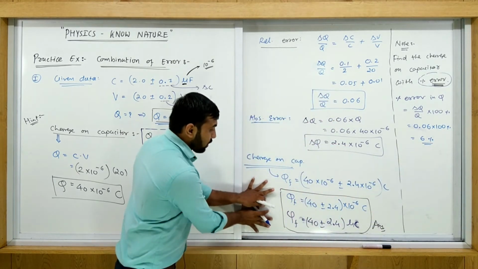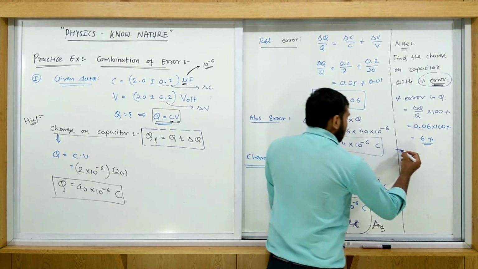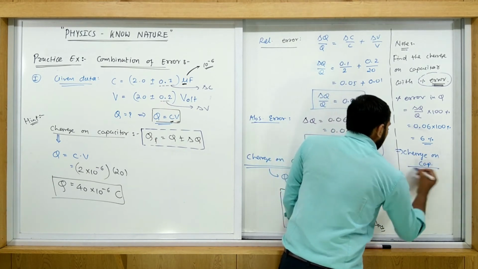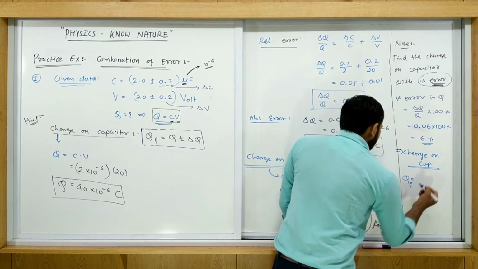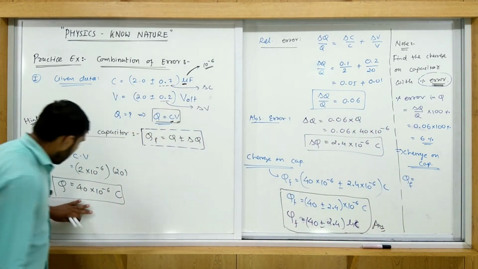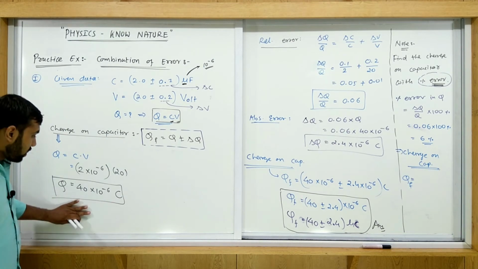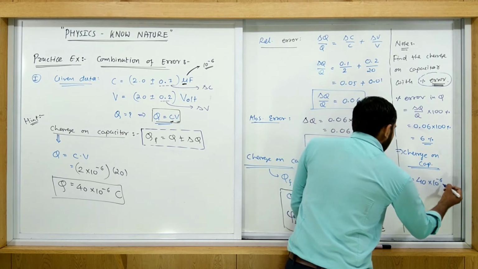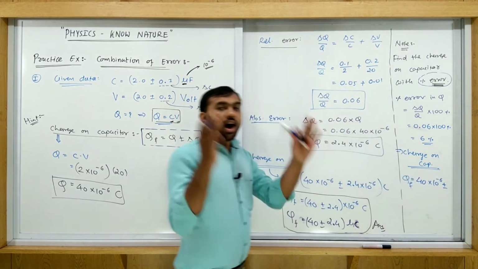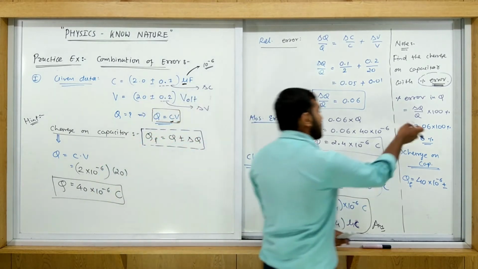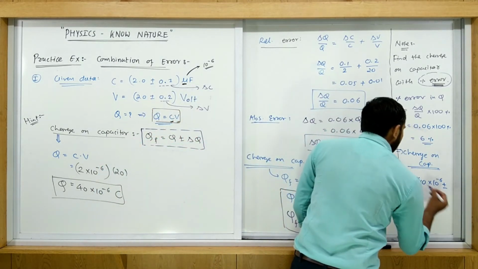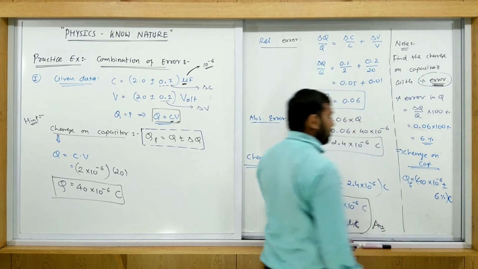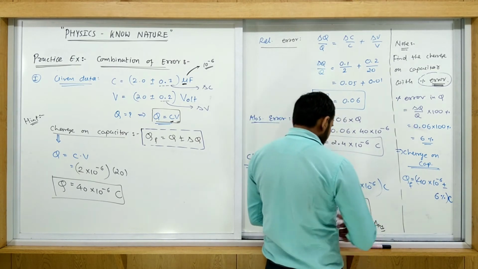Now how do we write Q final? The charge on the capacitor, Q final, is equal to Q. What is this Q? 40 into 10 raised to minus 6 plus or minus. How many percent do you have? 6. So plus or minus 6% coulomb. This is our final answer.